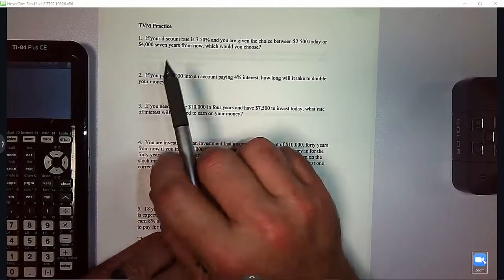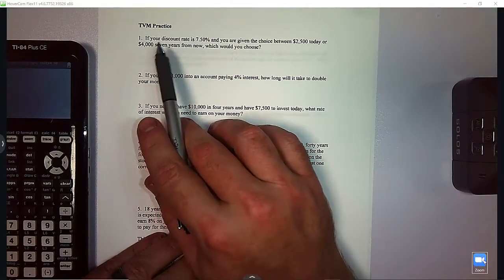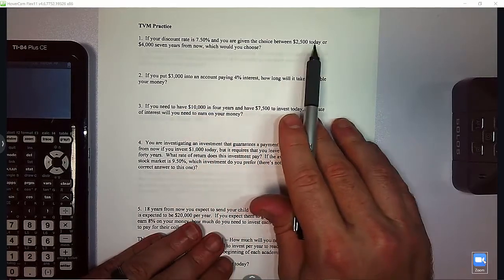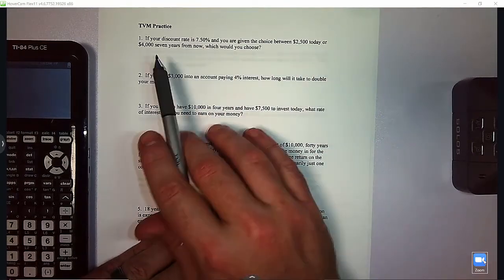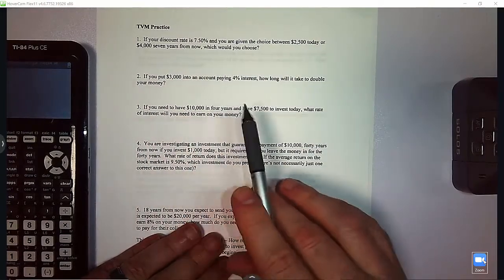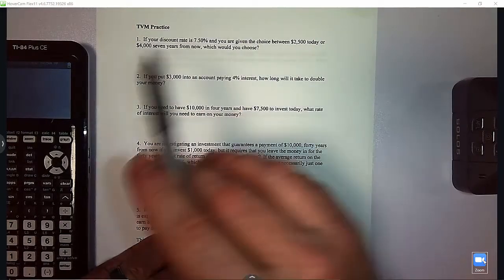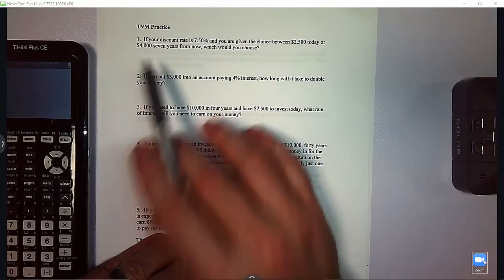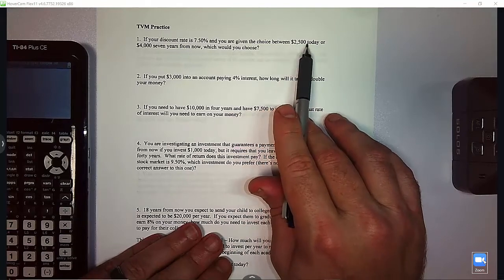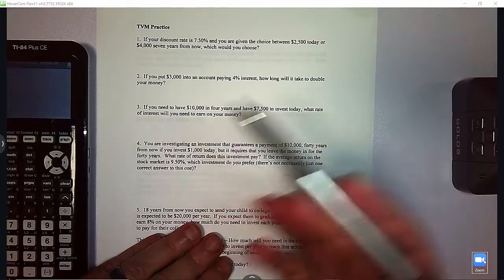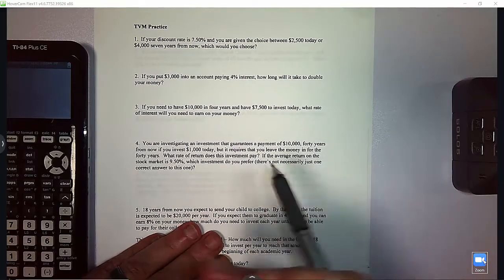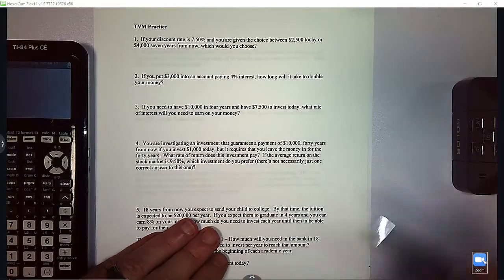The first question says, if your discount rate is 7.5% and you're given the choice between $2,500 today or $4,000 7 years from now, which would you choose? I'm going to work this out in two separate ways. The first way, I'm going to find the present value of this $4,000. The second way, I'm going to find the future value of this $2,500, and they'll give us the same answer regarding which one we should choose, but in two different approaches.